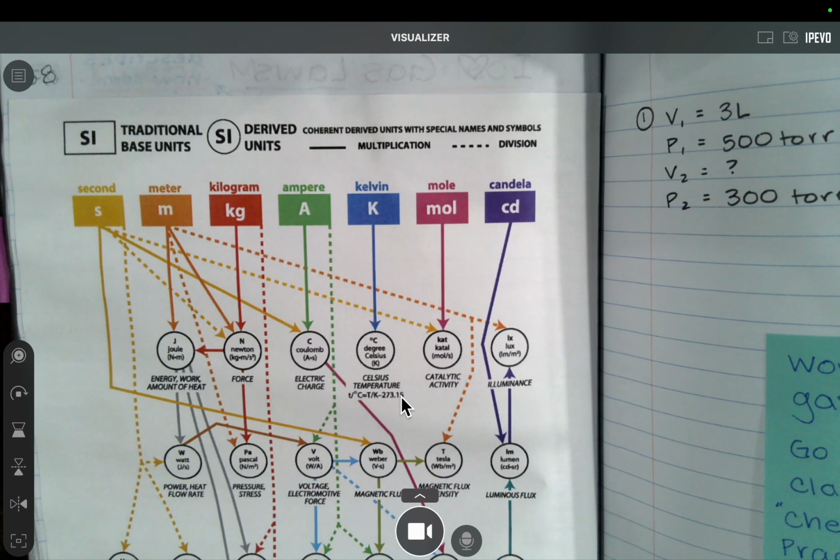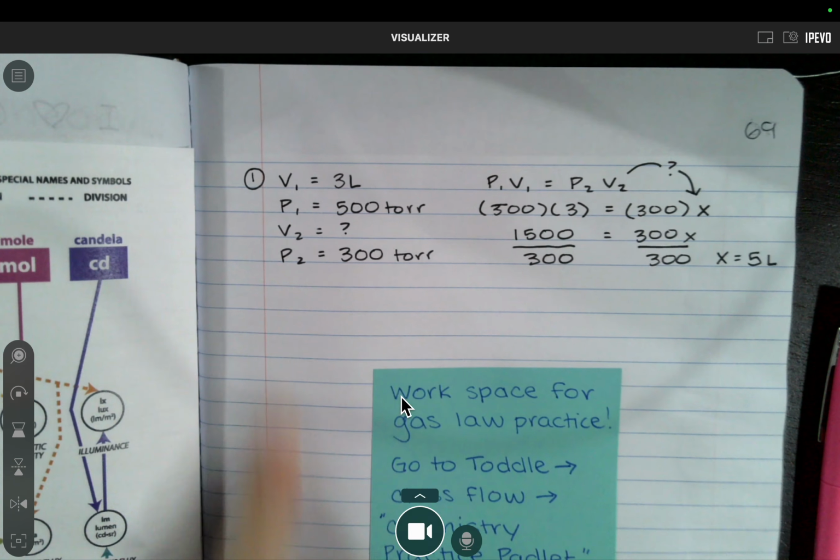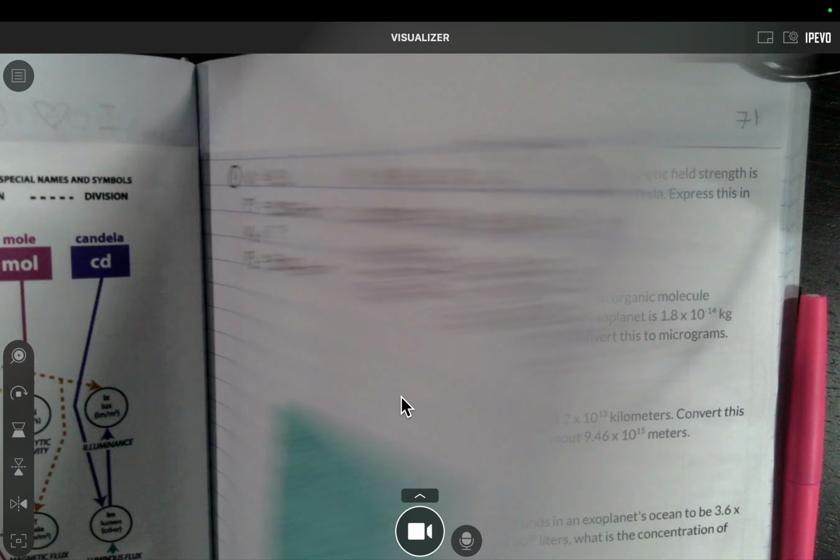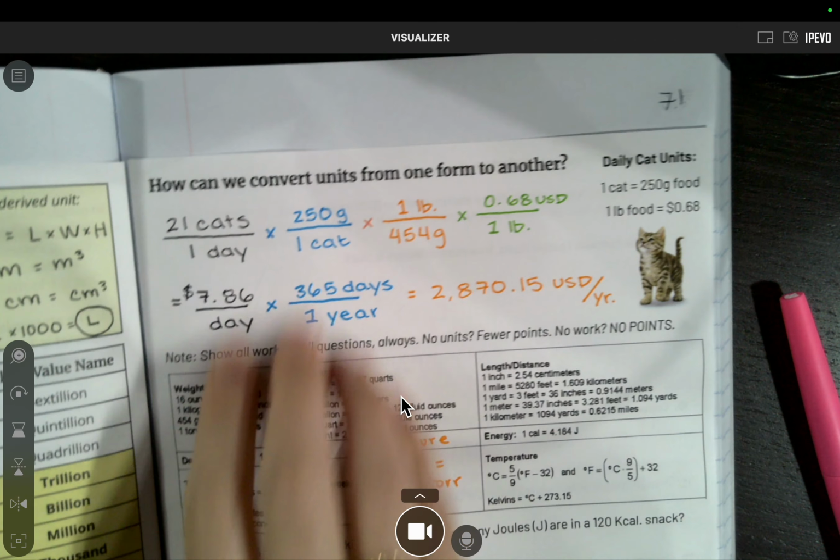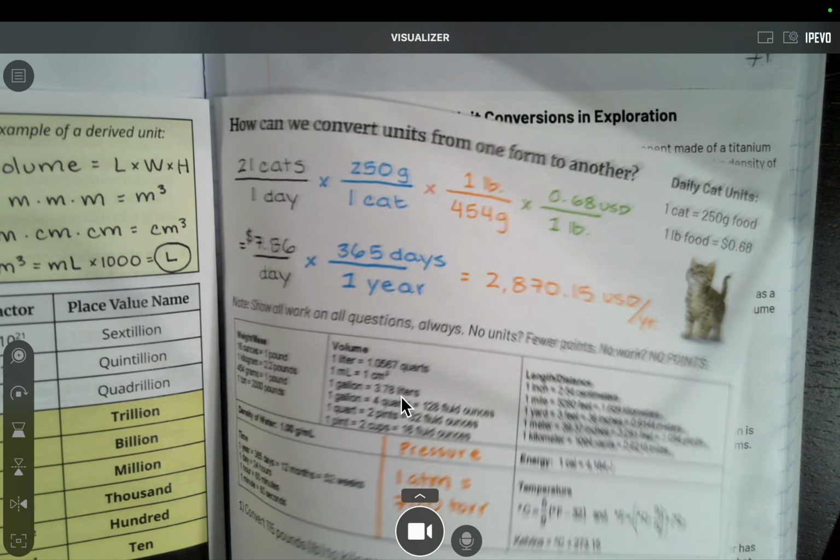You've taken a look at SI units. You've done questions 1 through 10, shown your work here. You've done some unit conversions. You've taken a look and you've done questions 1 through 6. All right, homework will be to do questions 1 through 14 down here.